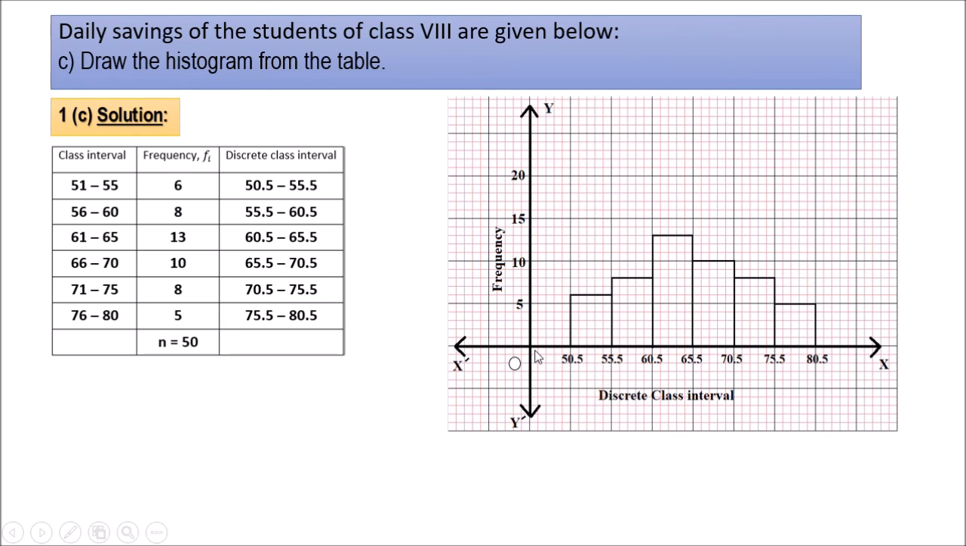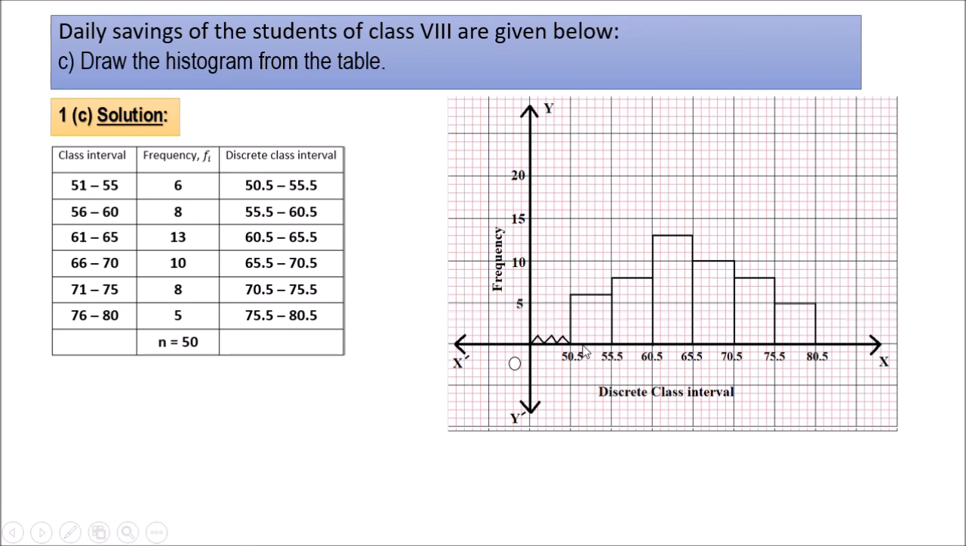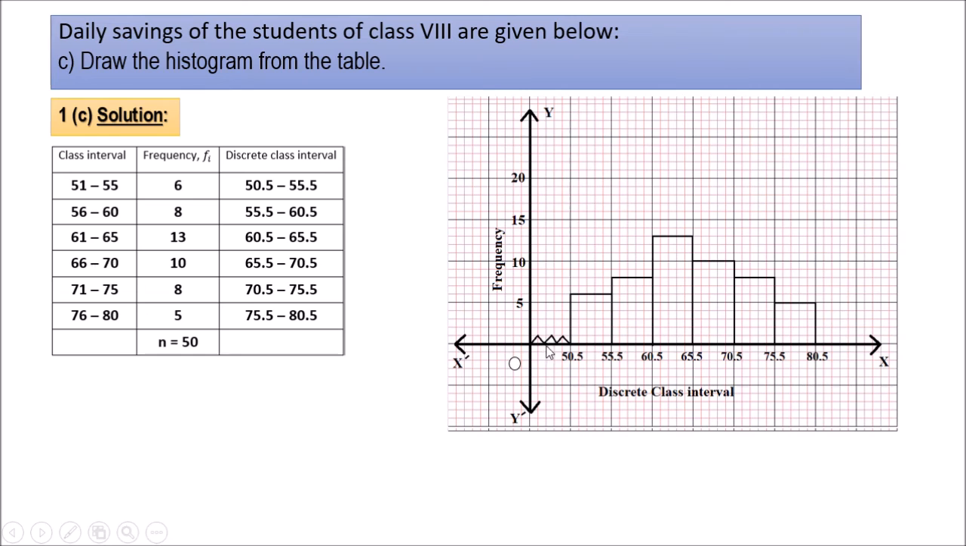So look at here, it's from 0 to 50.5. Here is a broken line segment that you have to draw. That means what? This part is omitted. So I think this is the whole histogram drawn here. I think you understand. It's not so difficult now if you understand all the things.